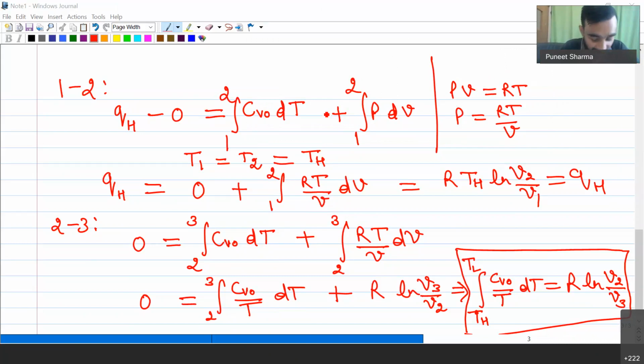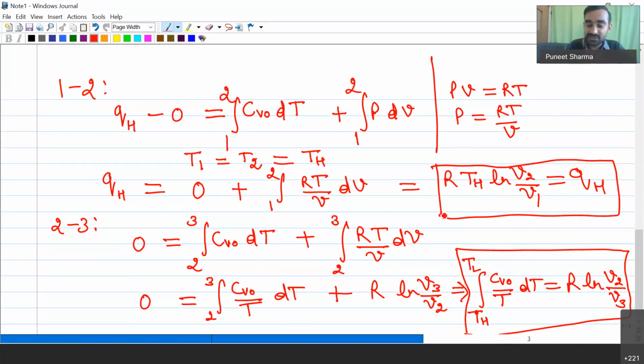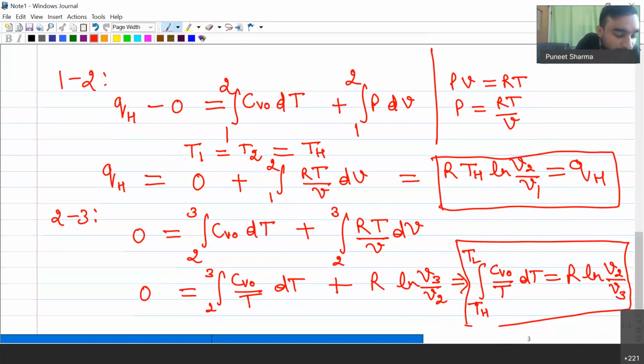Okay, so I was discussing the equation for process number 2 to 3. We have got this as the final form, and for process number 1 to 2, we have got QH equal to R times TH ln V2 by V1. This is the final form which I have got over here. Now let me go to process number 3 to 4.